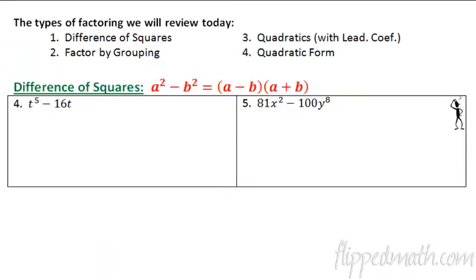Okay, going on now, we have factoring. We're going to cover 4 types of factoring: difference of squares, factor by grouping, quadratics with a leading coefficient, and then quadratic form. Some of this will be nice quick review for you, so we'll go kind of quickly. But I've noticed that some students are still having issues with difference of squares. This really has got to be automatic.